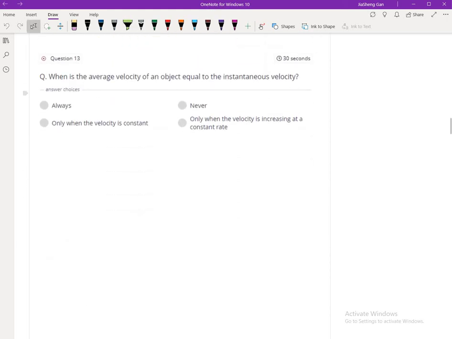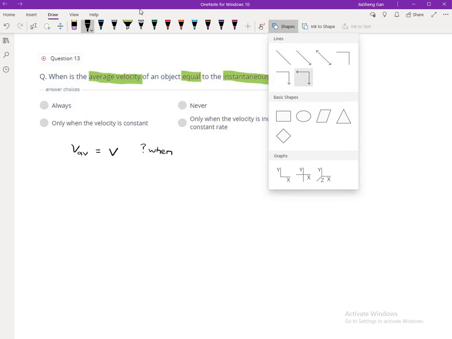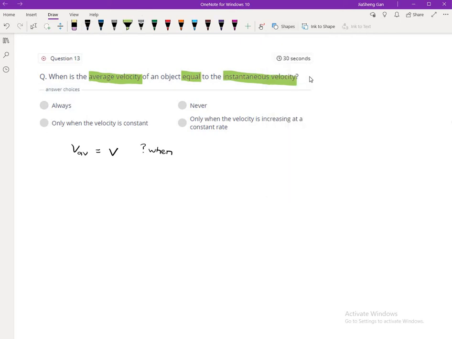Okay, so we have question 13. Question 13 says, when is the average velocity of an object equal to the instantaneous velocity? So it's asking for when is it that the average velocity is equal to the instantaneous velocity. When? Okay. Well, this is one of the things mentioned in your notes, I think. But the answer is when the velocity is constant.